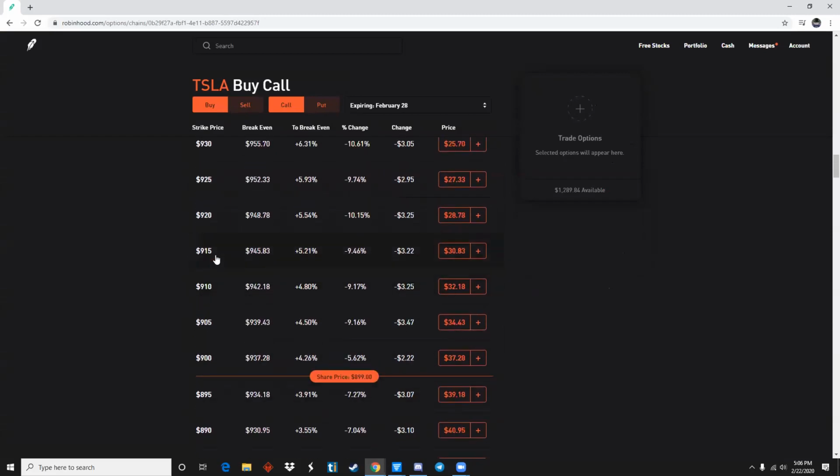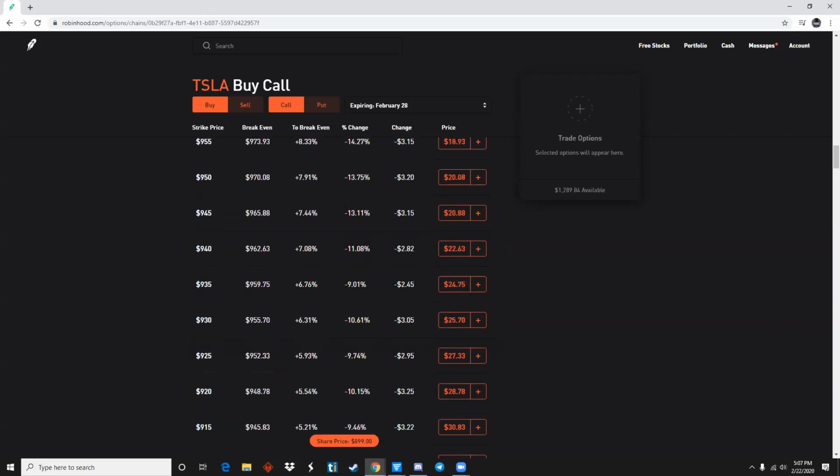Think of this as a bet. With Tesla, you're betting that Tesla is going to go in the upwards direction. It could go up $10, $20, $30 in your favor, that you're saying, I want to go bullish on Tesla. Well, the current price of Tesla right now is $899. I want to be close to the money.